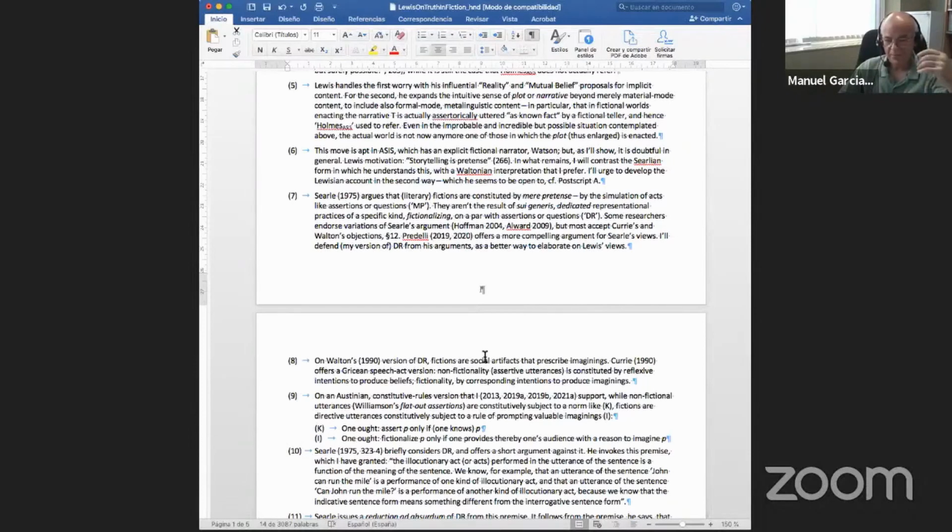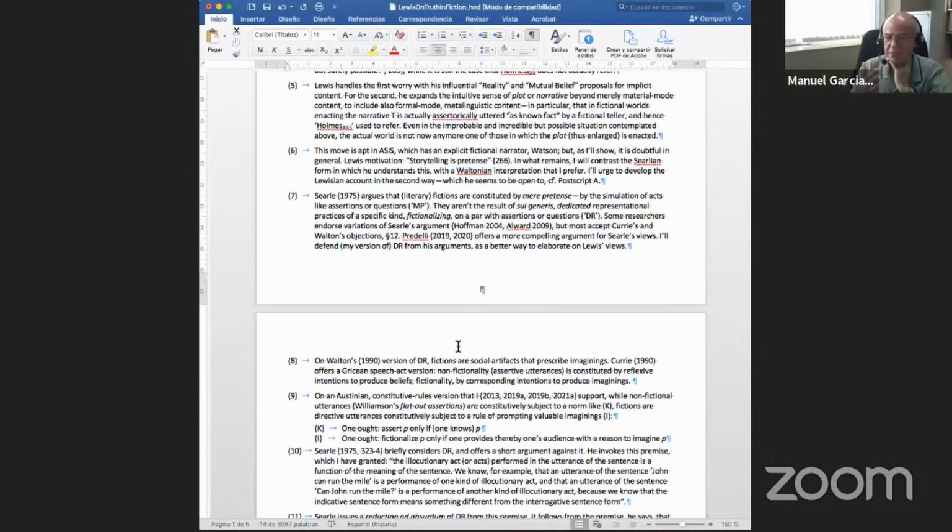They are pretense, but not just pretense, because, as I will say, the alternative view also agrees that fictions could be constituted by pretense. The emphasis is on "mere." There is nothing more to fictions than these pretenses. In particular, as Currie argues, they are not the result of sui generis, dedicated representational practices of a specific kind. I'll call it fictionalizing or fiction making.